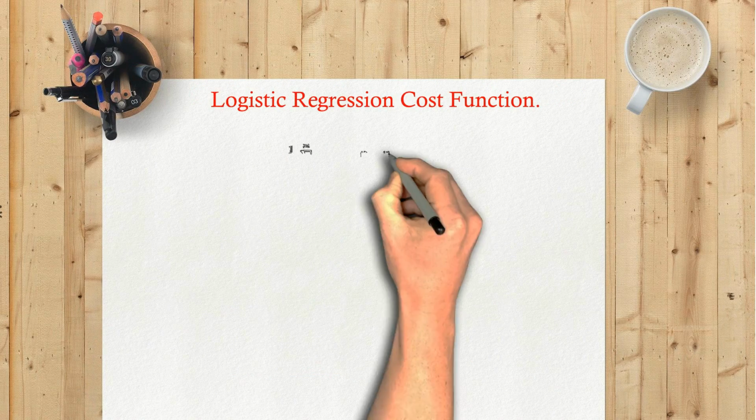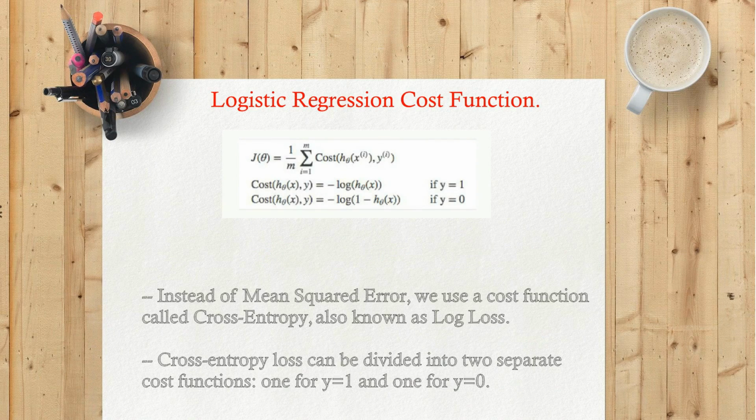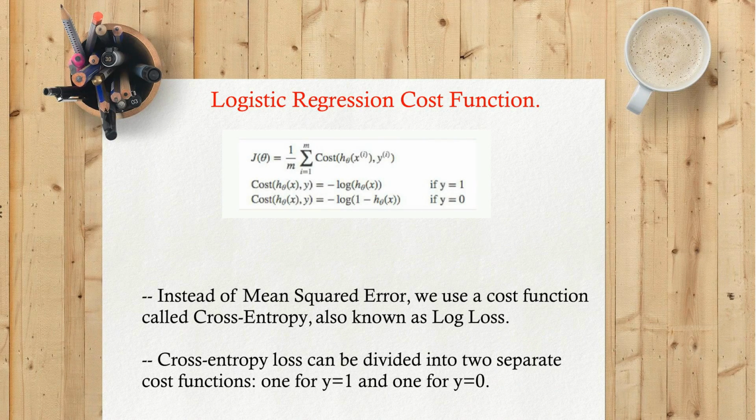Logistic regression cost function. Instead of mean squared error, we use a cost function called cross-entropy, also known as log loss. Cross-entropy loss can be divided into two separate cost functions, one for y equals 1 and one for y equals 0.